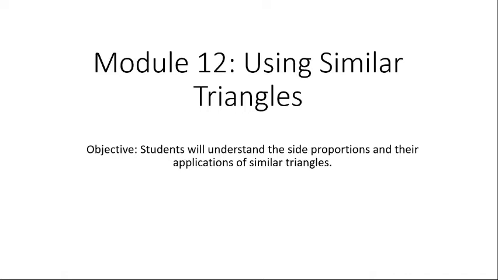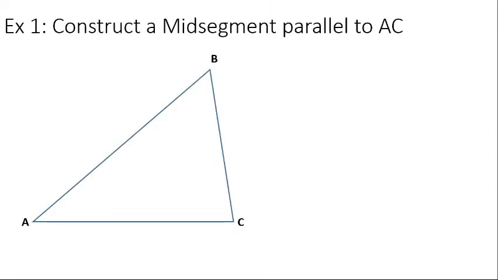So today we're going over module 12 still. So it's using similar triangles. So the objective is students will understand the side proportions and their applications to similar triangles. So we're going to example 1.